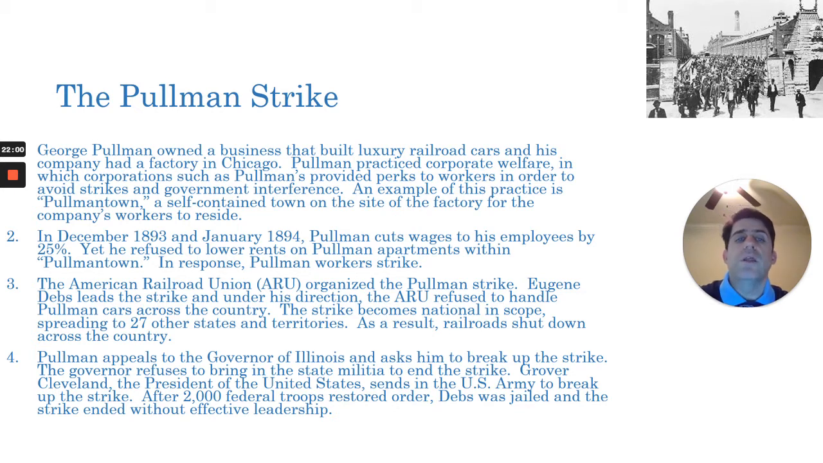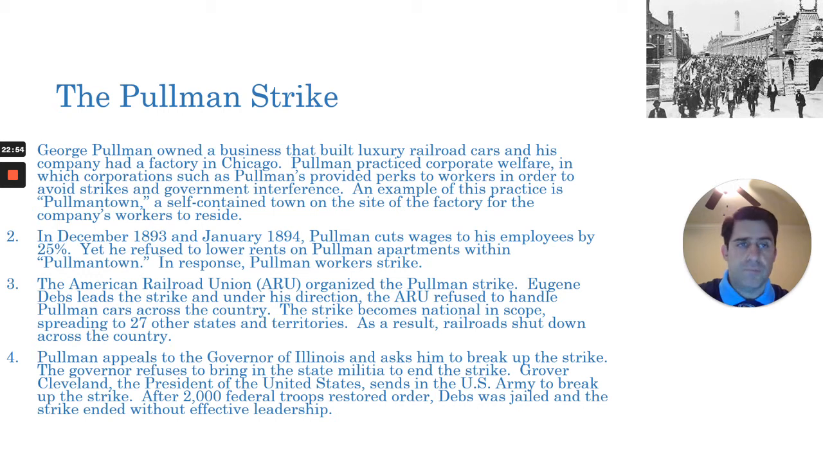In this case, George Pullman is the owner of a business that built luxury railroad cars, and his company had a factory in Chicago. Pullman practiced corporate welfare, which was basically where corporations would provide specific perks to their workers in order to avoid strikes and government interference. Company towns where the workers could live on the factory grounds and live in housing provided by the company. And that, in fact, was the case with Pullman. A Pullman town was a self-contained town on the site of the Pullman factory for his employees to reside.